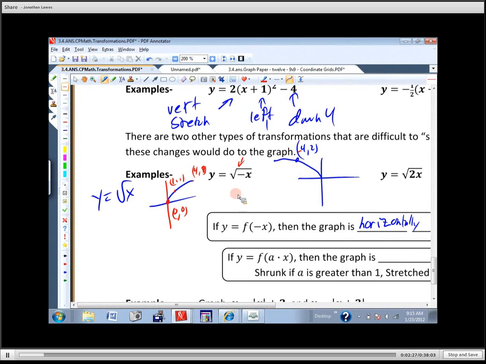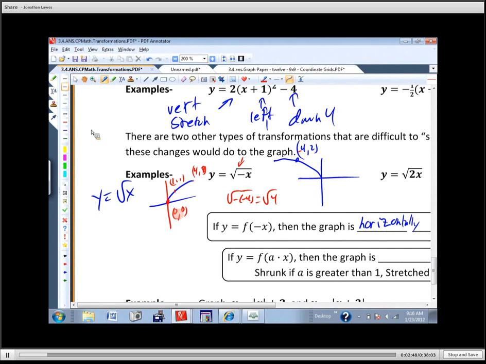Because if you plug in a -4, the first thing that happens to it is we make it the opposite of that. So that would be the square root of 4, which is 2. So it takes the graph that was going to the right and it makes it go to the left. It does what we call a horizontal flip. Okay?